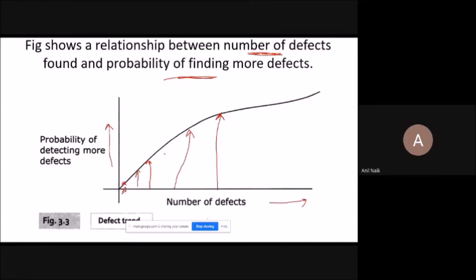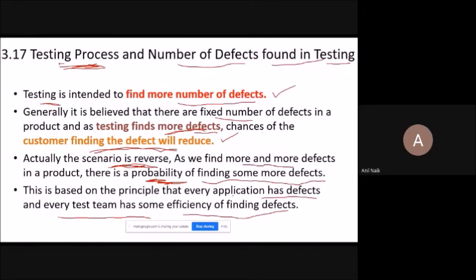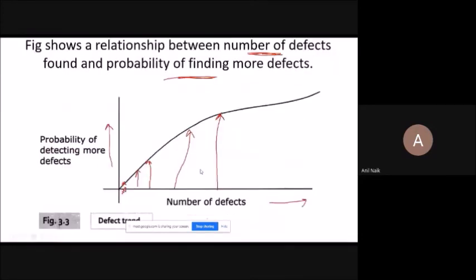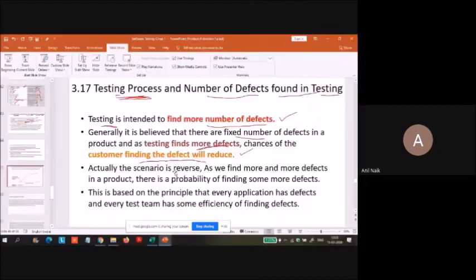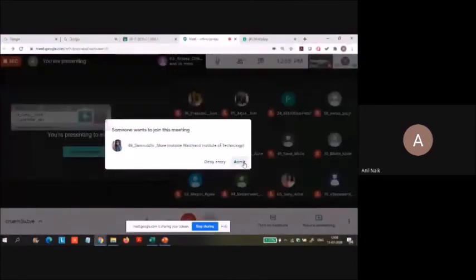So the principle is that every application has defects and every test team has some efficiency of finding the defects. As we find more and more defects in a product, there is a probability of finding some more defects.